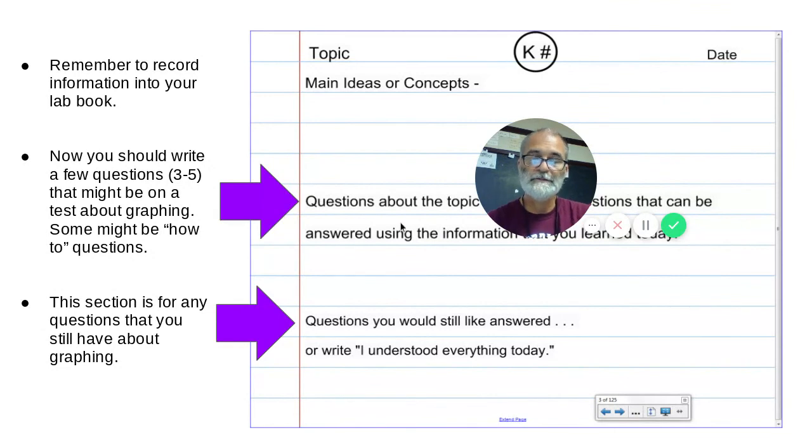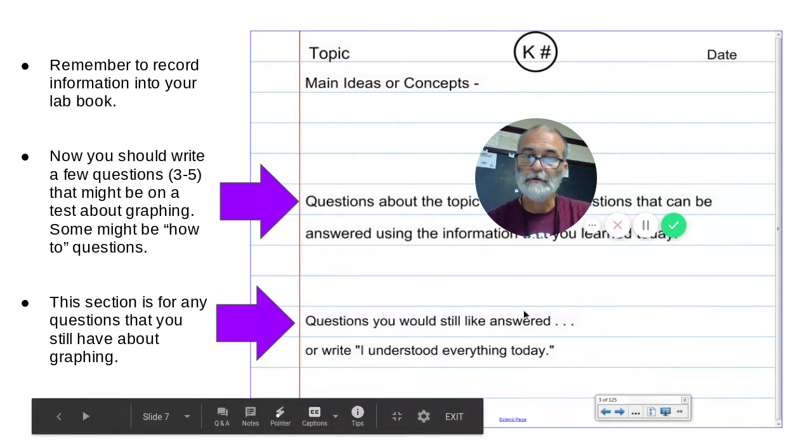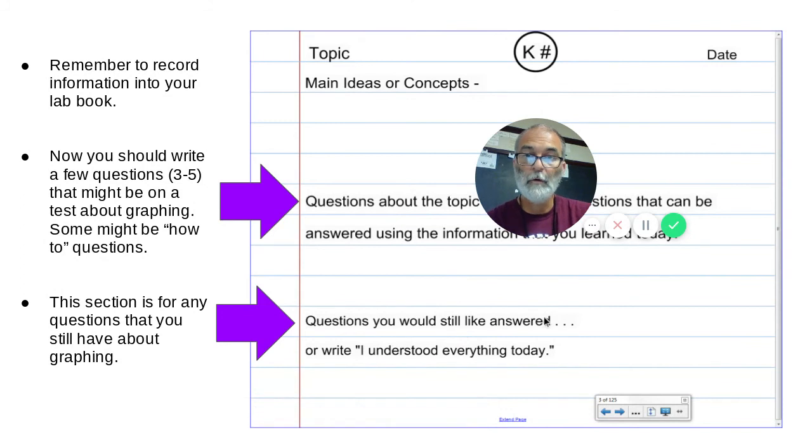Remember, write down a few questions, like a quiz for graphing. And then if you still have questions about how to make or don't understand something about a graph, please write it down here at the bottom, or write something to the effect of, I understood everything today, or about graphs.